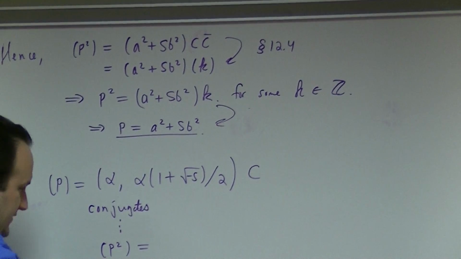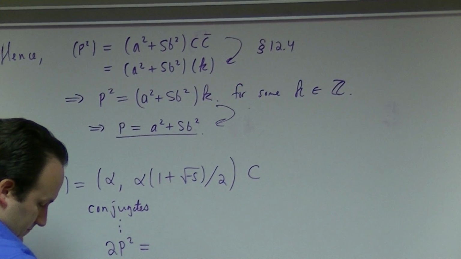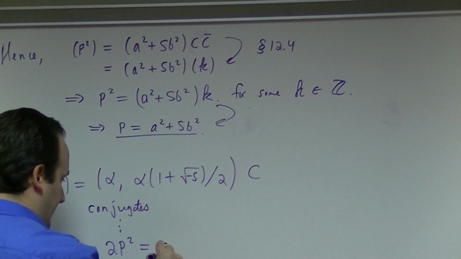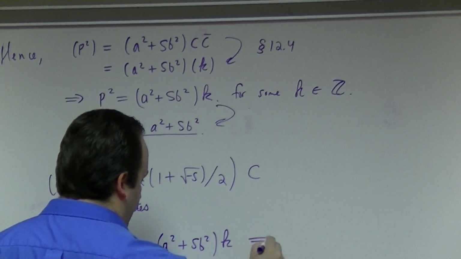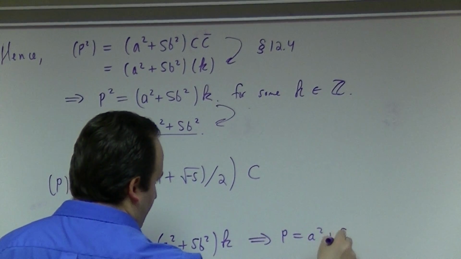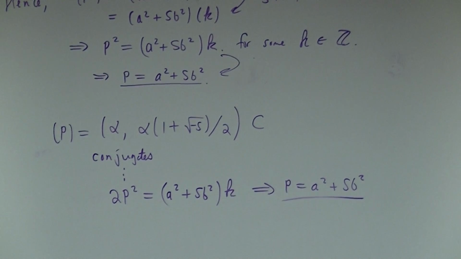Sorry, let me get to the point. He gets to 2p squared is equal to a squared plus 5b squared times k. Then he looks at some modular arguments to again imply that p is equal to a squared plus 5b squared. So the point is, in the two possible cases for the ideal factorization of a prime in Z adjoined the square root of minus 5, when you multiply that ideal times its conjugate and work out the details, you can prove in both cases that the prime has the form x squared plus 5y squared.